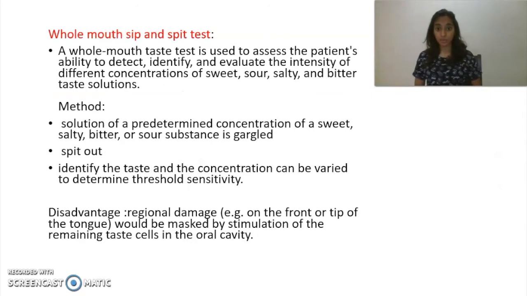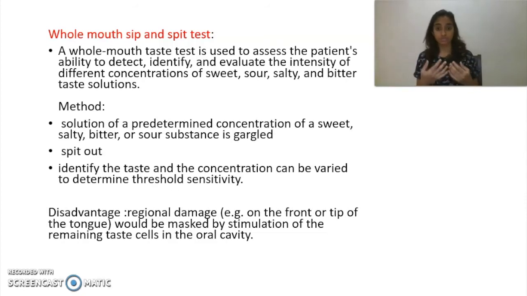Next, the whole mouth sip and spit method. In this, the subject is able to detect, identify, and evaluate the intensity of the concentration of all the stimuli: sweet, sour, salty, bitter. The method is that a predetermined concentration of the stimuli is given to the subject to be gargled and then spit out. Then the subject will identify the taste and the concentration. So is it very sweet? Is it mildly sweet? Is it salty? And so on.